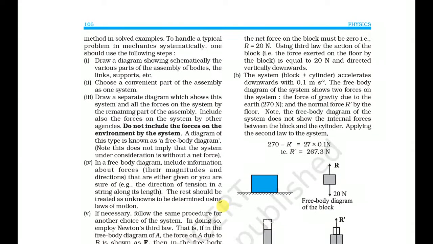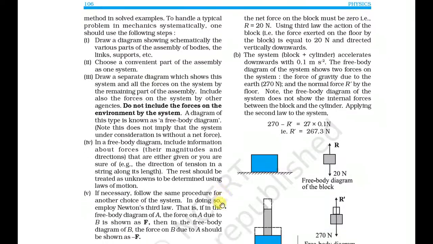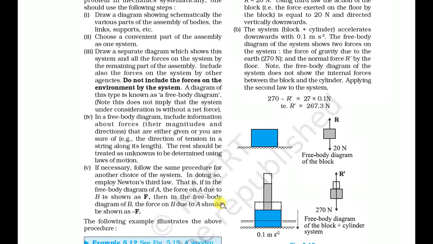Do not include the force on the environment by the system. A diagram of this type is known as the free body diagram. Note that this does not imply that the system under consideration is without need of external force. In a free body diagram, include the information about forces, their magnitudes and directions, that are either given or that you are sure of, such as the direction of tension in a string along its length. The rest should be treated as unknown, to be determined using the laws of motion.